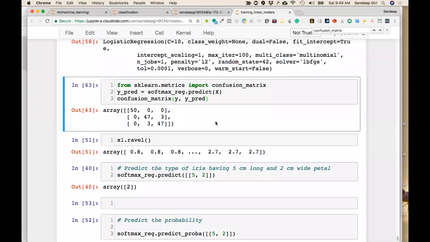That's correct. So yes, in very simple words, what Kamal is saying is correct. The model is very confidently able to identify setosa, but is getting confused slightly, about 6% confusion, between versicolor and virginica. Okay, good, great question.